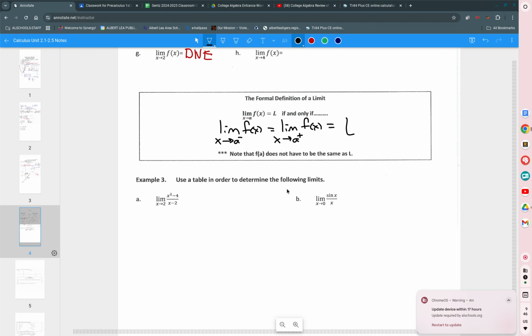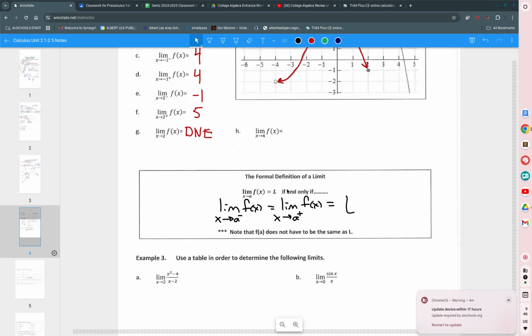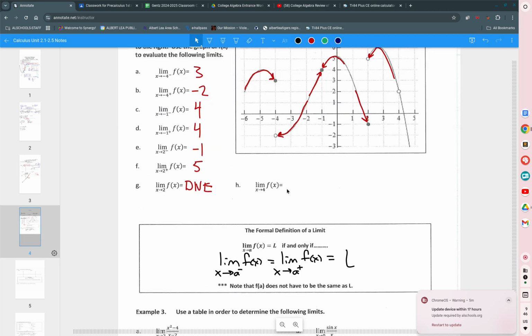Okay? So we look at letter H. The limit as x approaches 4. Is that a one-sided limit or a two-sided limit? Two-sided. So as I approach 4, I need to approach from the left, and I need to approach from the right. From the left, it's approaching 2. From the right, it's approaching 2. So therefore, the limit as a whole is 2. Is that clear? Okay, excellent.